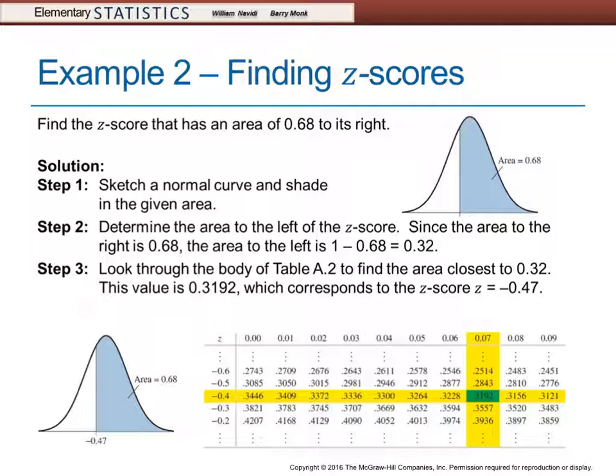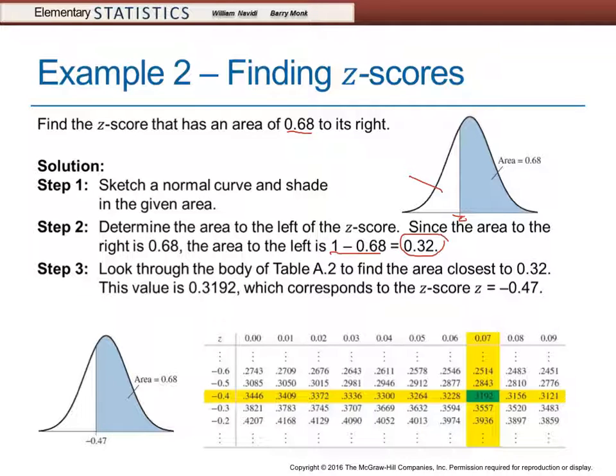Again, we want to find an area of 0.68 to its right. So the only way we can do that is we sketch the normal curve and shade in the given area. The z-score table itself only looks at area to the left of the value z. So what we have to do is subtract, 1 minus 0.68, and we get the area to the left of z, which is 0.32.